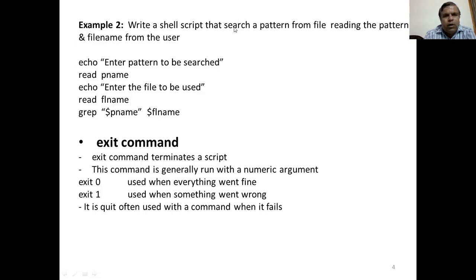Then how do you search a pattern from the file? You know which command to use, the grep command. The grep command is used to search a pattern from a file. So grep followed by the argument, which is the pattern. The pattern is stored in the variable pname. Retrieve it with $pname. Enclose the pattern in quotes, and then the next argument is the file name. The variable where the file name is stored is flname, so prefix with $ to retrieve the value.